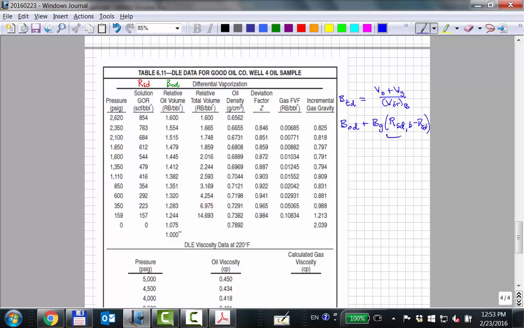So this is the cumulative gas that's come out of solution, in standard cubic, whatever, meters, feet. And then you bring that standard volume to a reservoir volume with the BG, and you add it to the BOD. Anyway, this is typically not given in laboratory reports, but it is given here, so I'll just put it here, BTD. It might be there, it probably won't be.